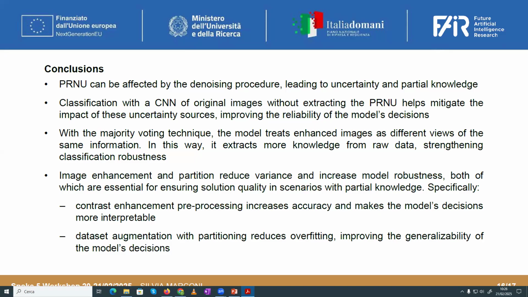The contrast enhancement increases the accuracy, making the model's decision more interpretable. The dataset segmentation with partitioning reduces the overfitting, improving the generalizability of the model. And so I can say that this method, in some sense, helps to improve the solution quality, even if we are working under uncertainty and partial knowledge.